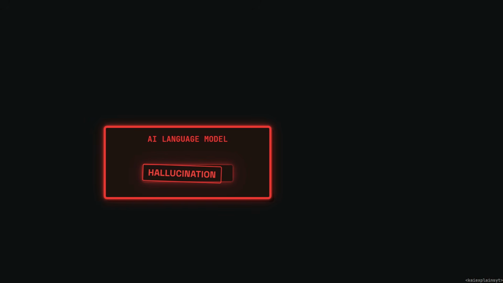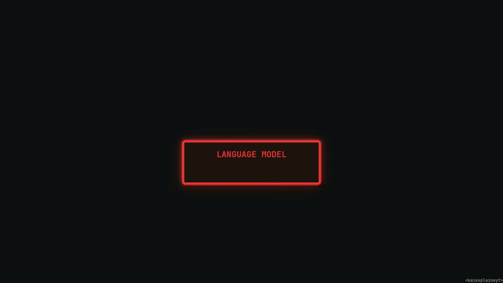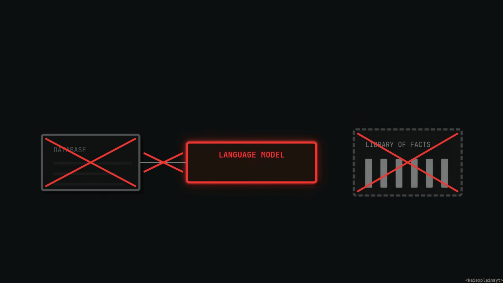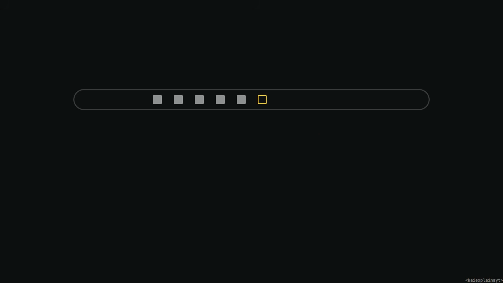And it is one of the most important things to understand about how these models work, not so you stop using them, but so you use them correctly. Here's why it happens, and this is the key insight most people miss. AI language models are not databases. They are not looking anything up. They are not connected to a library of facts. What they are doing is predicting the next most likely token based on patterns they learned during training. They are, at the most fundamental level, autocomplete. Very sophisticated, incredibly capable autocomplete, but autocomplete.